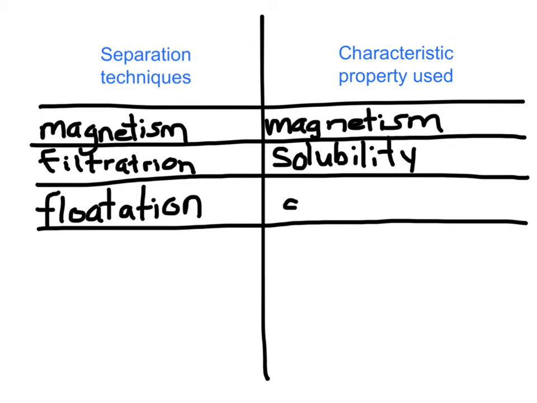Density. Things that are more dense than water will sink in water. Things that are less dense than water will float in water. So if you have two solids, both of which don't dissolve, and you put them both in water, the one that is less dense than the water will float to the top.